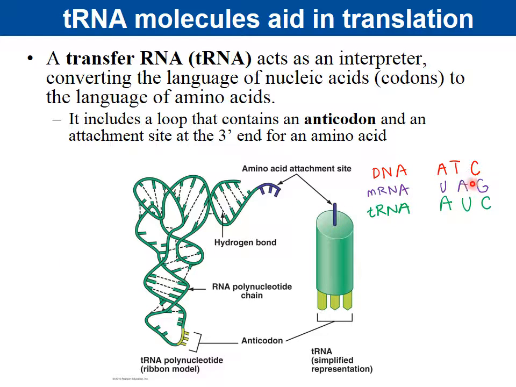Okay, and so notice A is going to have U, G is going to have C. And so this is the way that the tRNA is going to act as the interpreter. It's going to read the mRNA codon, and it has another important site that's called the amino acid attachment site. And this is where the amino acid will bind to. And so in this way, the tRNA is able to bring in the appropriate amino acid based on its anticodon, which recognizes a very specific codon on the mRNA.